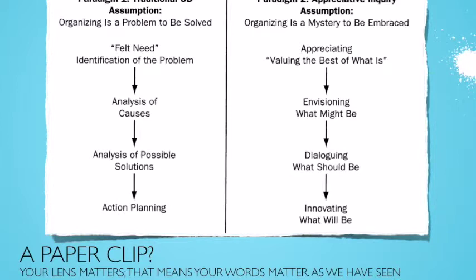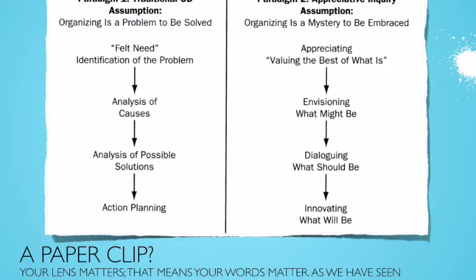There are two different paradigms that we might expose you to today. The traditional OD assumption: organizations and organizing are a problem to be solved. There's this felt need, this identification of the problem, an analysis of the cause, an analysis of possible solutions, and action planning. This is a problem-oriented approach. What's wrong? What do we need to fix?